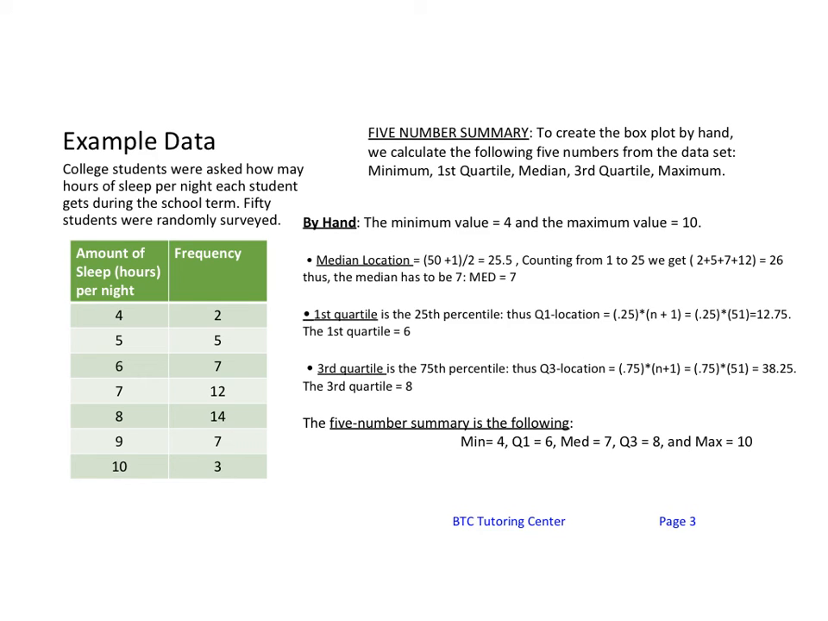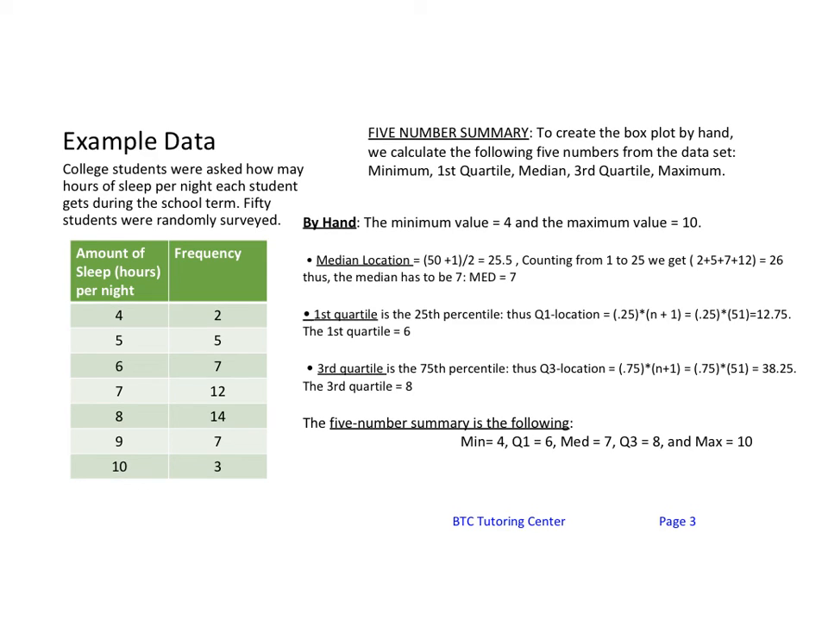So now we're going to do an example data set, and we're going to find the 5-number summary, which is used in order to create the box plot by hand. And the 5-number summary is the minimum value, the first quartile, the median, the third quartile, and the maximum.